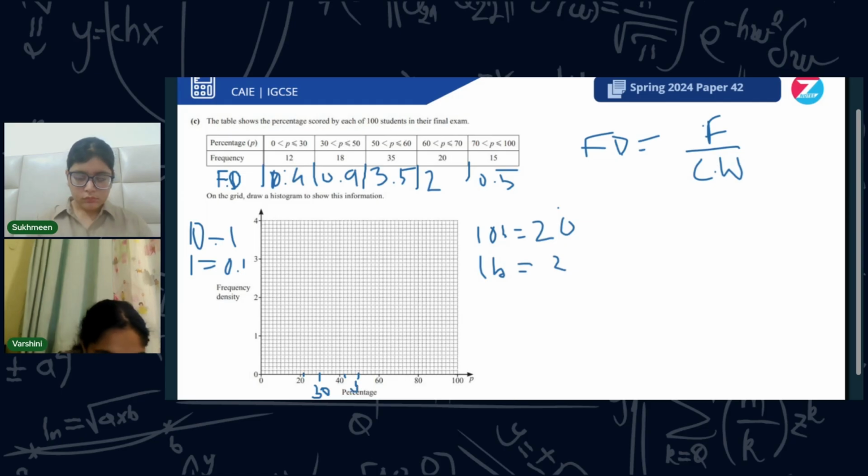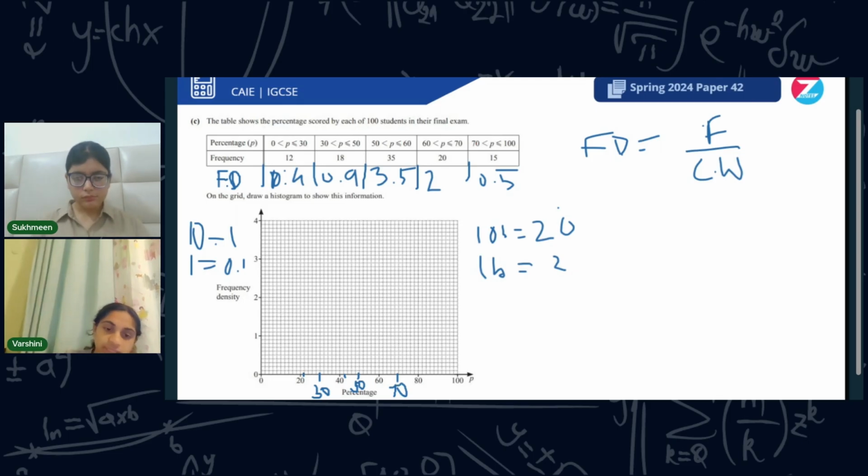And don't just estimate in the middle because you could often get the wrong value. So make sure you have the exact line. Next, we need 70. So that's 2, 4, 6, 8, 70. And lastly, 100, which is already given to us.